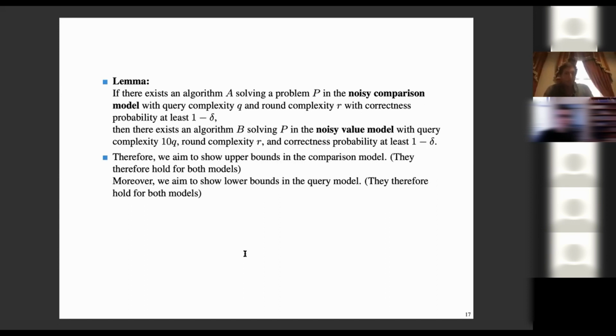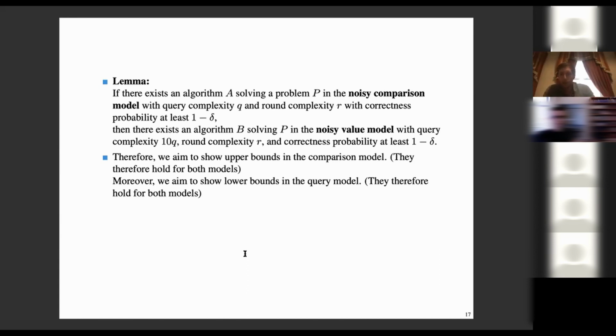Okay, and since we have this reduction and we don't care about the constants in our bounds, it's enough for us to show all upper bounds in the noisy comparison model, because then, because of the reduction, they also reduce into upper bounds in the noisy value model. And likewise, lower bounds we always show in the value model.